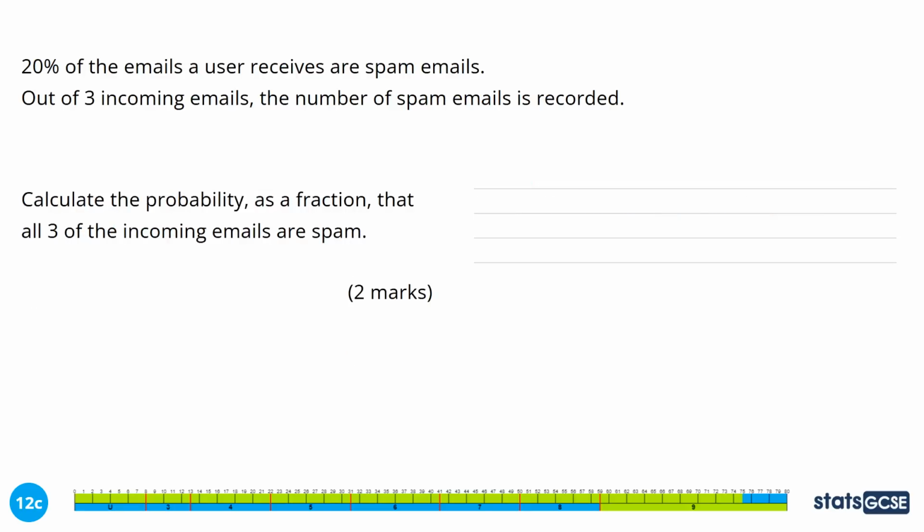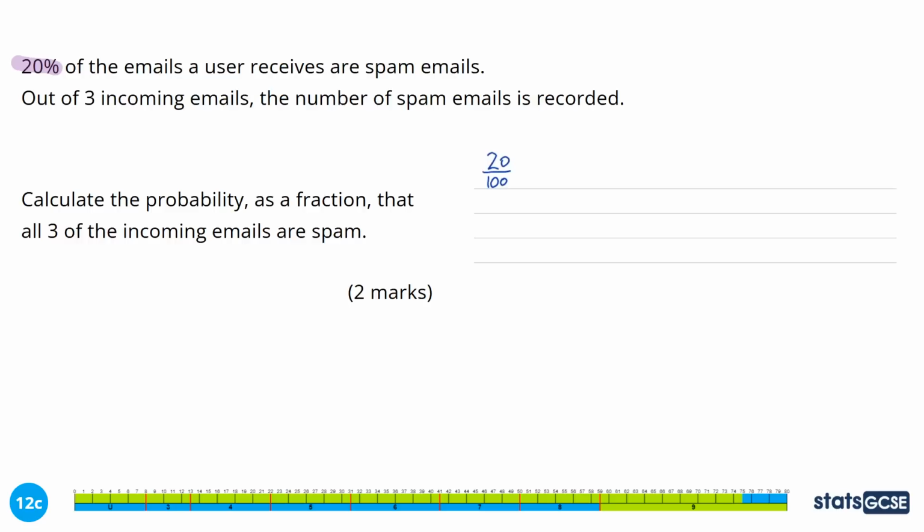Calculate the probability as a fraction that all 3 of the incoming emails are spam. We're told in the question that the chance of us getting a spam email is 20%, and the question asks us to use fractions, so we're going to use fractions for this. So instead of 20%, we can do 20 over 100, or we could do 1 over 5.